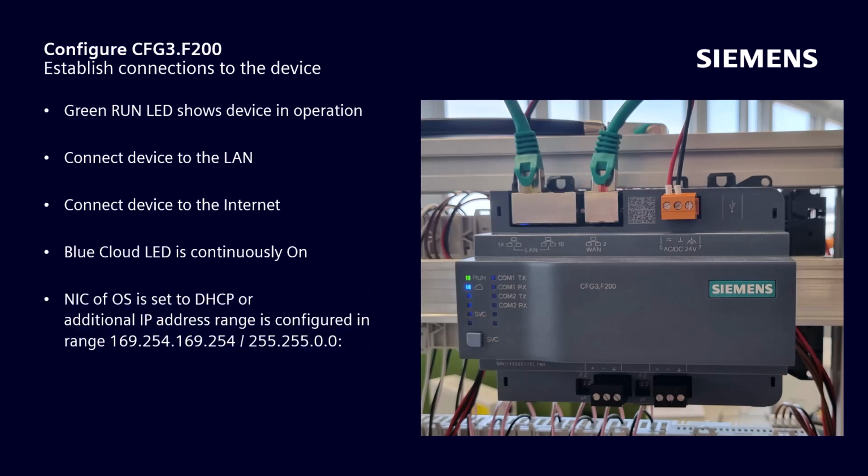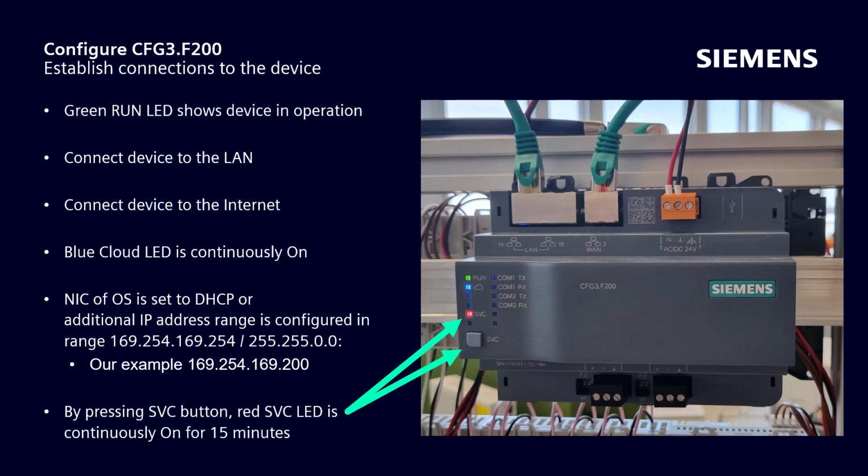The network interface card is either set to DHCP or, in case a fixed IP address is configured, an additional address needs to be configured in the same range. In our example, we have selected the free IP address 169.254.169.200. Press now the service button so that the service LED is continuously red. This will assign the IP address 169.254.169.254 to the local area network for 15 minutes. We are now ready to set up the F200 device.